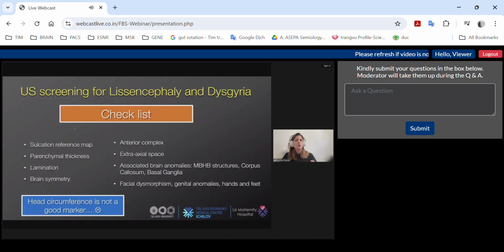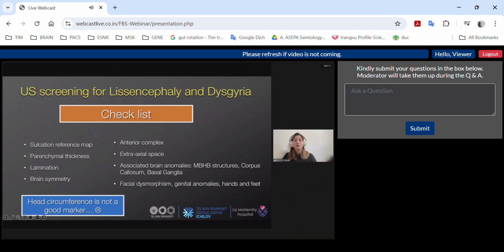To finish, so how can we screen for lissencephaly and dysgyria? We need to remember our gyration reference map. We need to remember that many cases will have very, very thick parenchyma during fetal life. We are not going to measure the cortex, or very thin parenchyma if we want to compare to cobblestone cortex. The lamination will many times be blurred and abnormal to the gestational age. Check for the presence of asymmetric brain. Check for the anterior complex. The extraaxial space, when the volume is reduced, will be enlarged, differently from the cobblestone abnormalities.